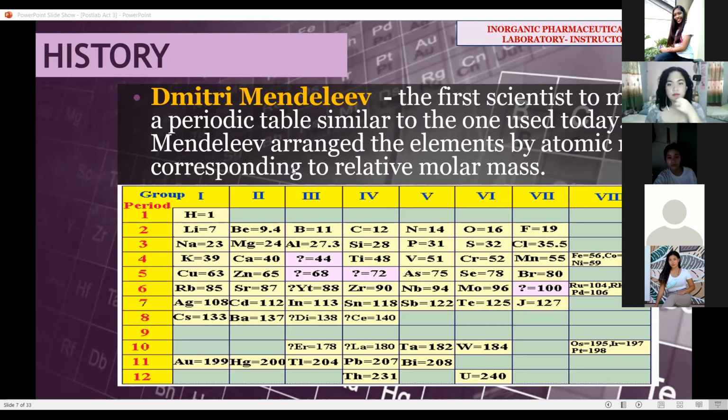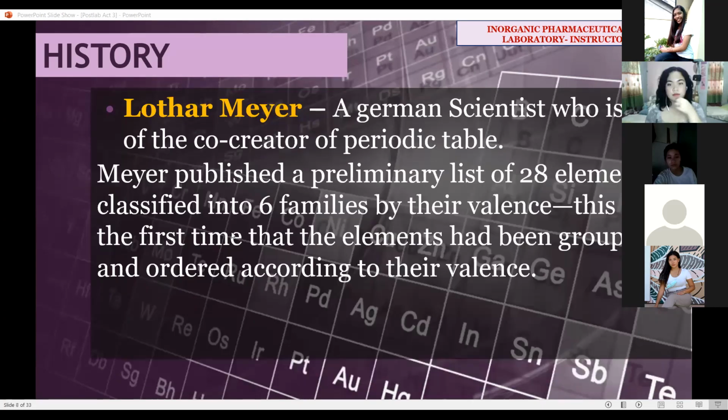Again, atomic mass is what he used to arrange the elements in the periodic table. There are also blanks, because according to him, there are elements that had not been discovered at that time. He believed that they exist, with the following atomic masses. Okay? And then another one, we have Lothar Meyer.